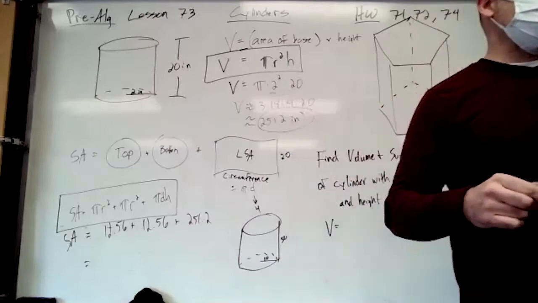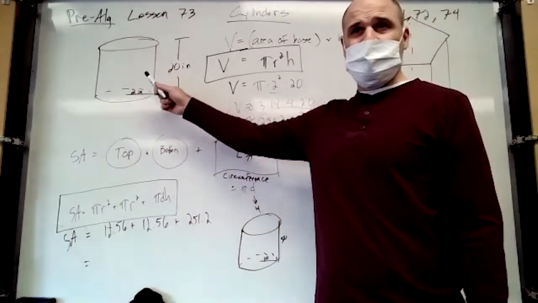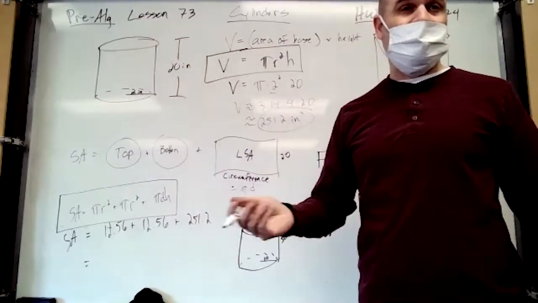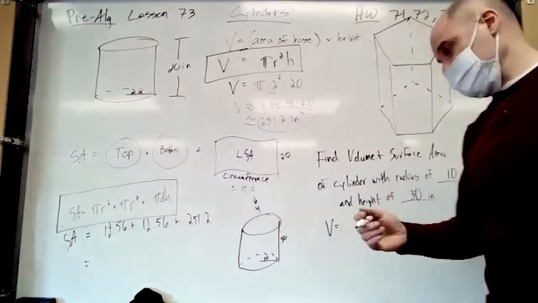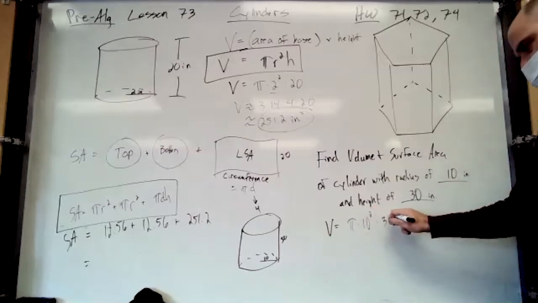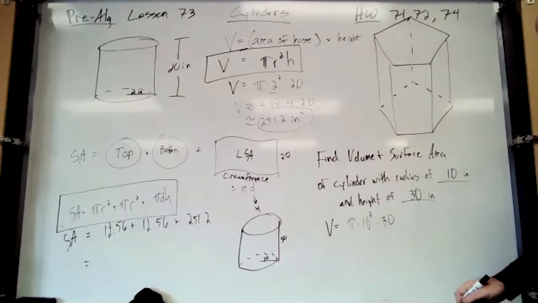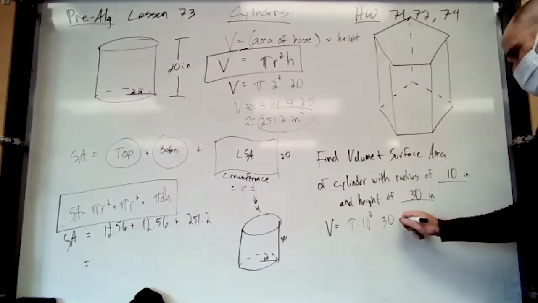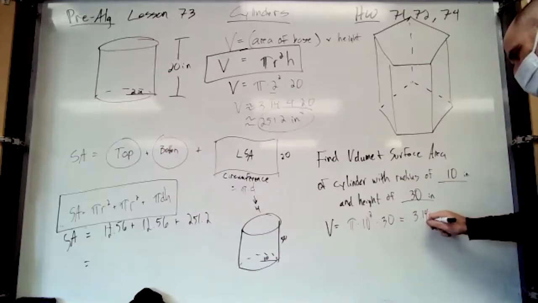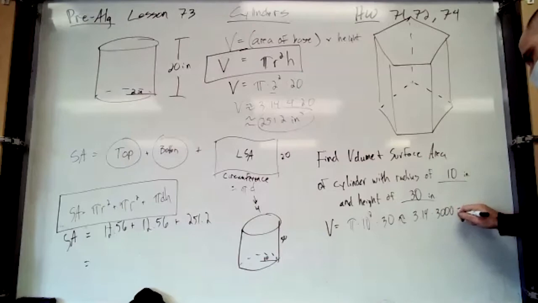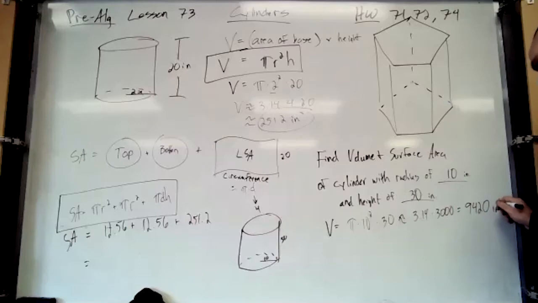Now, volume is so much easier. It's just area of base times height, right? Area of base is pi r squared. Height is height. So volume is pi r squared h. Pi times 10 squared times 30. Volume is basically 30 times 100 is 3,000. So 3,000 times 3.14, which is 9,420. That's cubic inches.